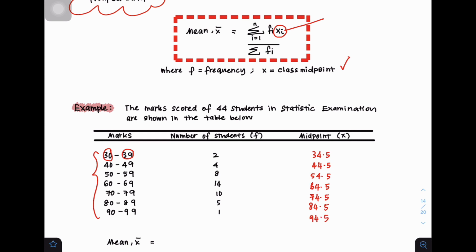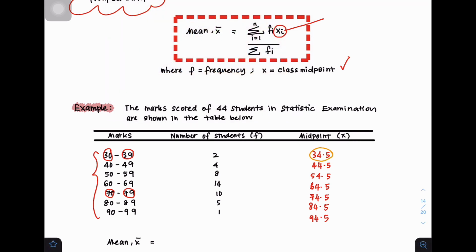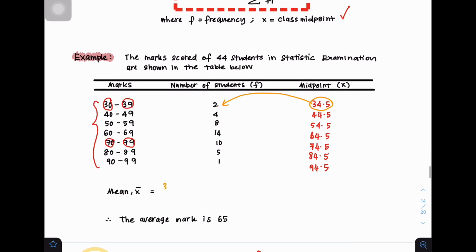Okay, so macam ni saya nak cari midpoint. Lower limit plus with upper limit divide by 2. So it's class midpoint. So now to find the frequency for the group data is easy. You take the class midpoint, you multiply with the class frequency. 34.5 times with 2 plus 44.5 times with 4.